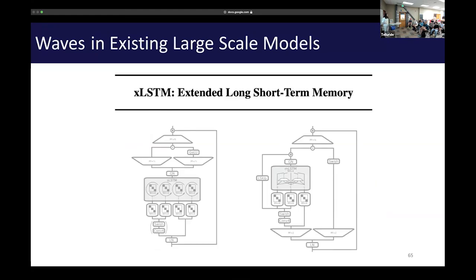If you look at the XLSTM, which is the competitor to the state space models, this is from Sepp Hochreiter's group.